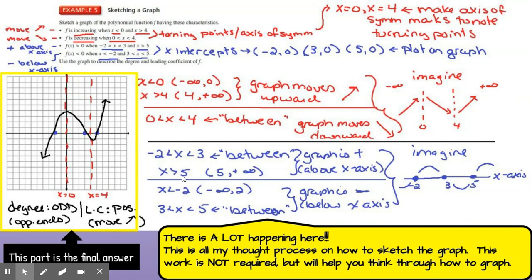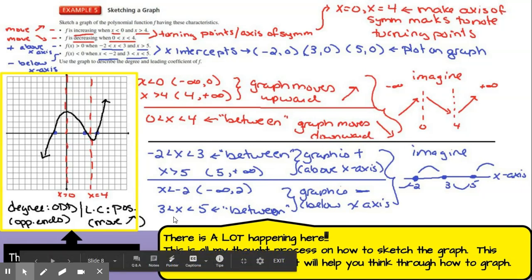Then in the blue part, again, that's my above and below the x-axis. So I just take the intervals and I talk my way through it again. X is between -2 and 3. That's how the interval is written. X is greater than 5. So that tells me it goes from 5 to positive infinity. That is where the graph is positive. It is above the x-axis. X is less than -2, so negative infinity to -2, I'm sorry. And then 3 less than x less than 5, so again, x is in between those. That's where it's negative. It is below the x-axis.